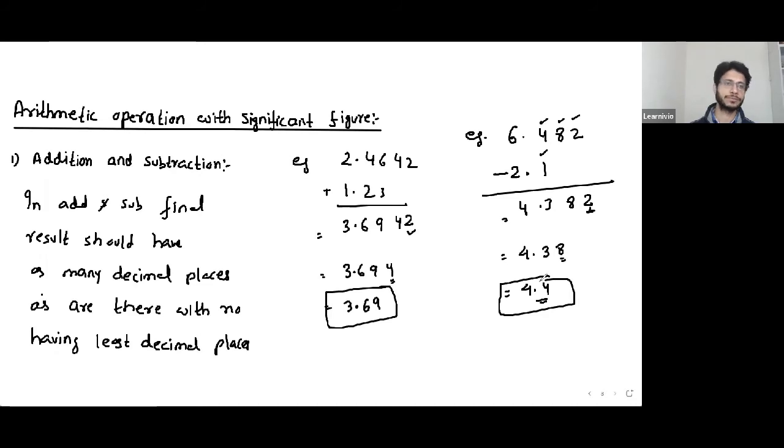Is it clear? The first rule. Yes, sir. When you add or subtract, you just count the number of decimal places. The final result should have the minimum number of decimal places, and the minimum is in the numbers you are adding or subtracting. So here it's 4, here it's 2, so minimum is 2 decimal places.